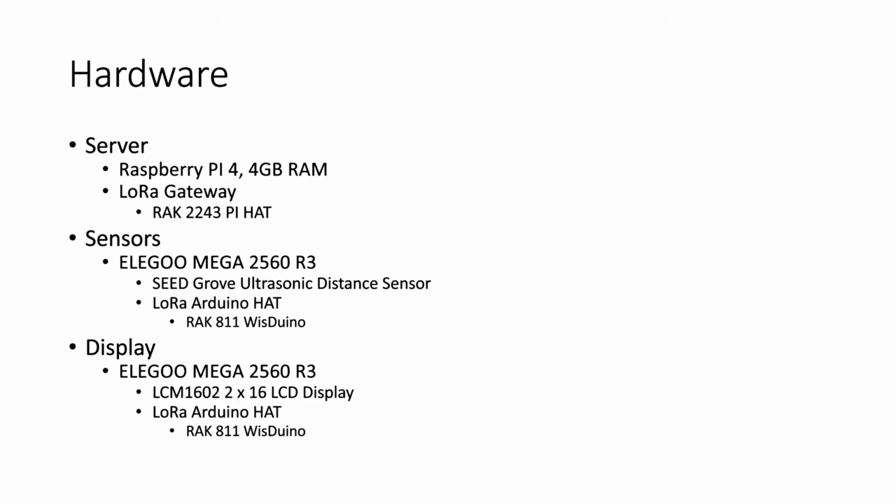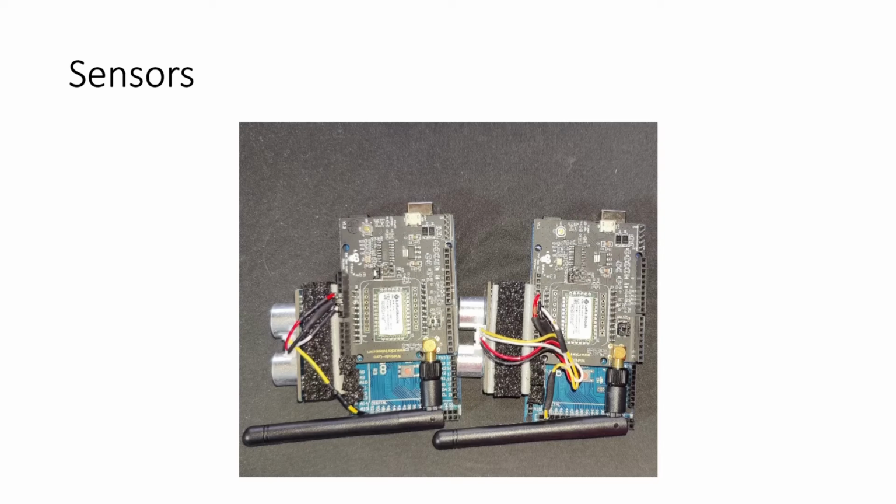And then on the sensors as well as the display, I'm using the LoRa Arduino hat. This is a RAK811. This allows the Arduinos to communicate with the gateway over LoRaWAN. For the display, in addition to another Elegoo Arduino and the LoRa hat, there is also an LCM 1602 2-line by 16 LCD display. These are very common. Virtually all 2-line by 16 LCD displays work exactly the same.